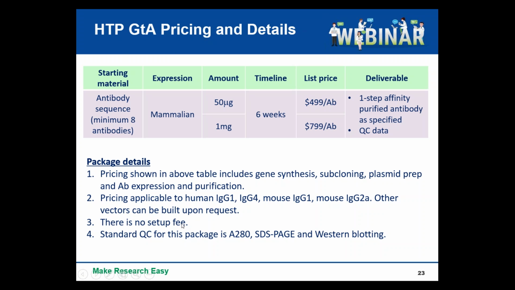Many transient expression providers out there charge a setup fee, but we have confidence in our system, in the success rate of our system, and given our accumulated experience and expertise, we believe that we will be able to deliver a project with a high success rate. So we do not charge any setup fee. And standard QC for this package is, as I mentioned earlier, A280, SDS-PAGE, and Western blotting.